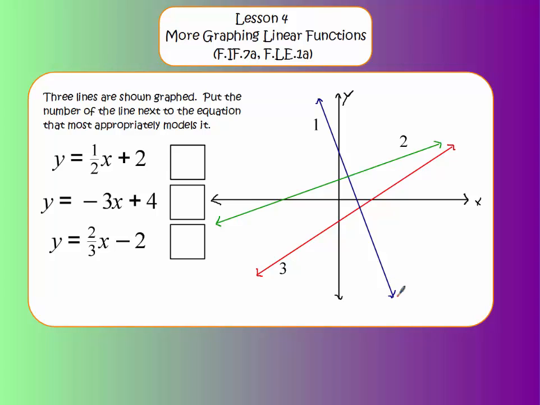So when we look over here at our choices, let's look at the slopes. We have 1/2, that's the slope on that one. We have -3, so this one might work. That has a negative slope. And then we also have 2/3 as a slope. So I think obviously the only one that's going to work for line 1 is this middle one. I'm going to go ahead and put it in the box here. I'm going to put 1 here.